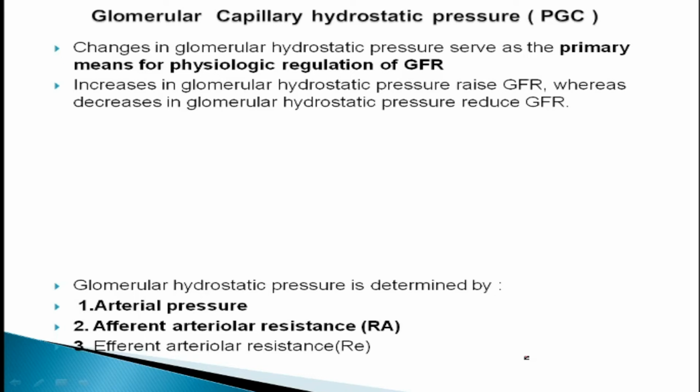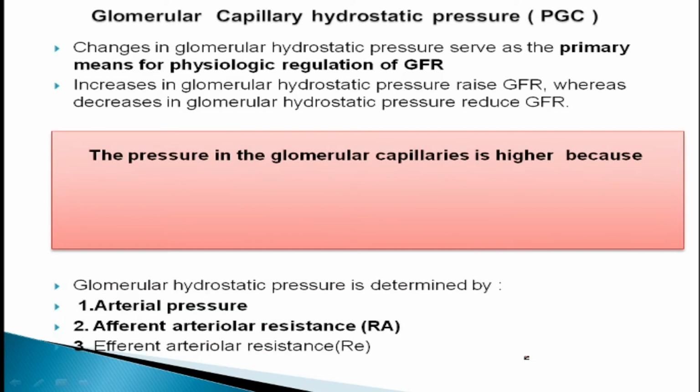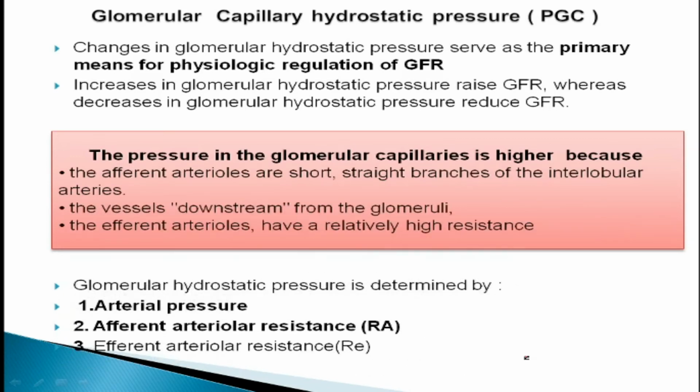Glomerular capillary hydrostatic pressure is a determinant of GFR, and this determinant is affected by the arterial pressure, afferent arteriolar resistance, and efferent arteriolar resistance. We'll be talking about how these three factors affect glomerular hydrostatic pressure one by one. Another thing to note here is that the pressure in glomerular capillaries is higher because of these three particular reasons.